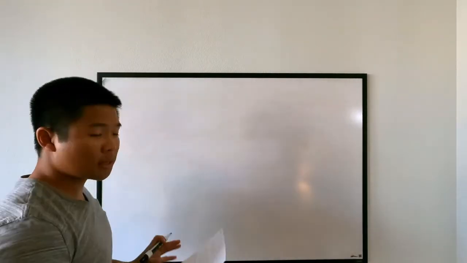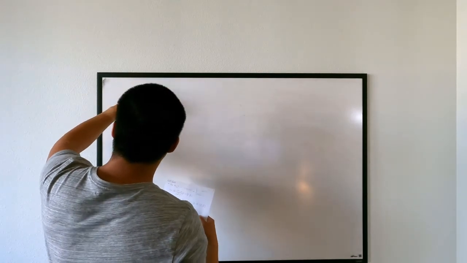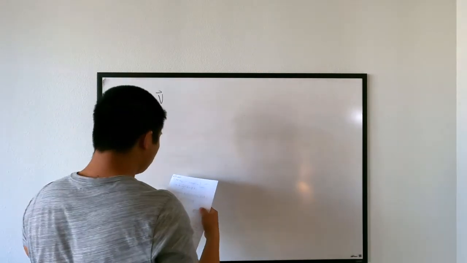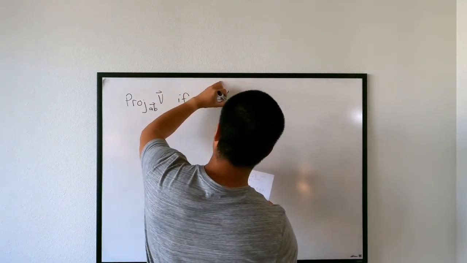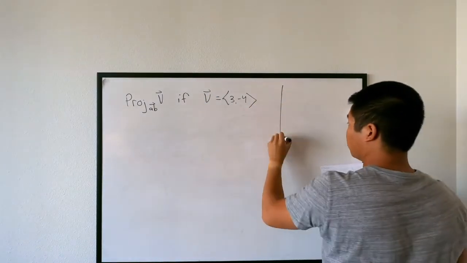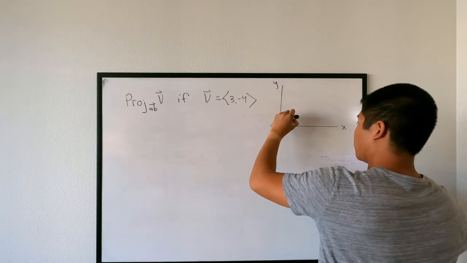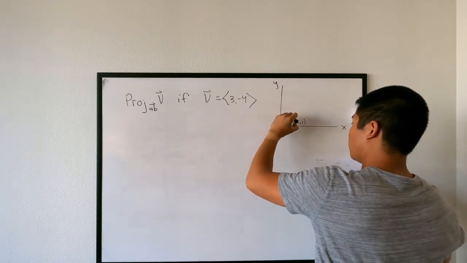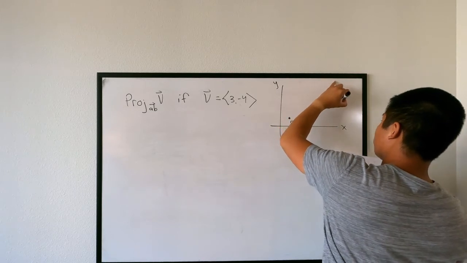All right, so this example is asking us to find the projection of v onto the line AB if v is equal to (3, -4), and A is the point (1, 1) and B is the point (4, 5).